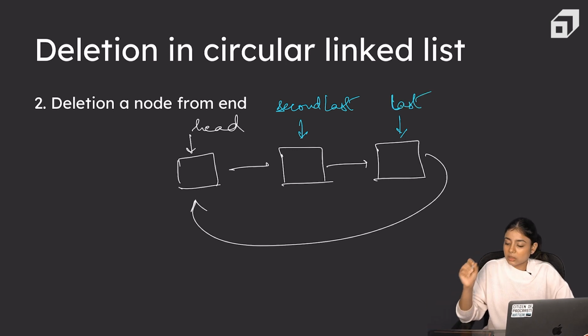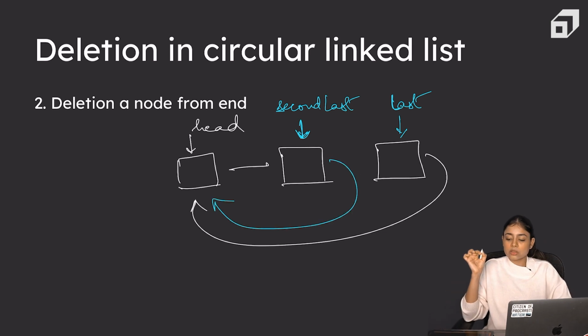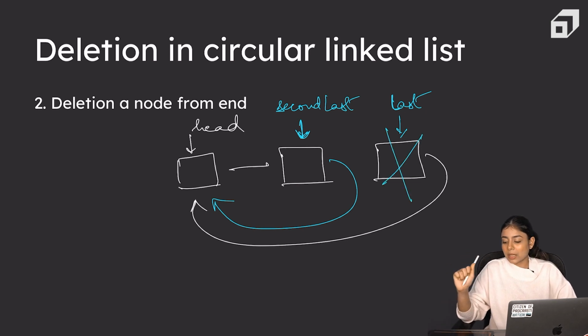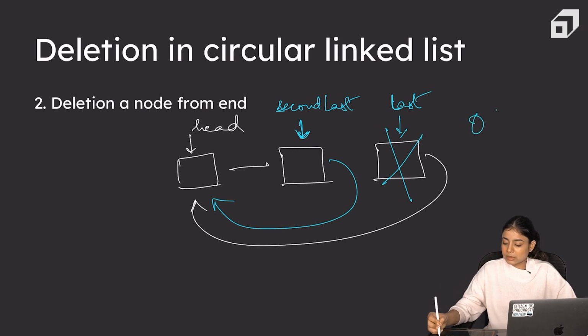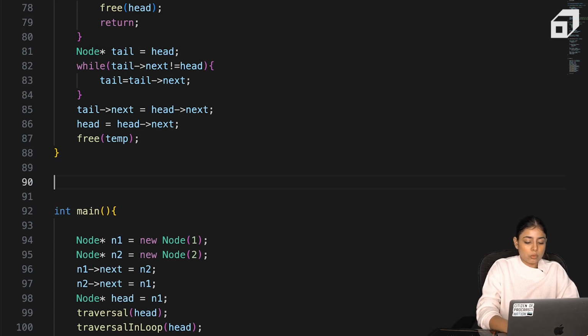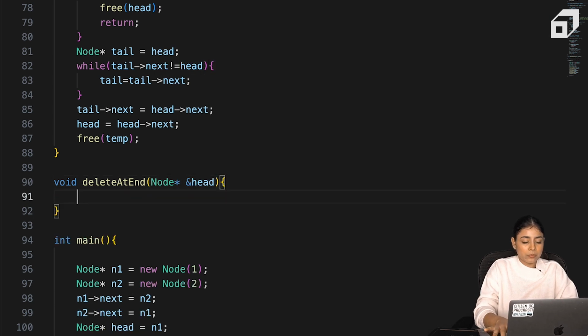So the last node is the node that I need to delete. Once I have reached the second last node, I will change its next link to point to my head, and once I've done that, I can easily free up my last node. Again, the time complexity here is O(n) because we're traversing till the second last node of my list. So, deleteAtEnd, node star head.